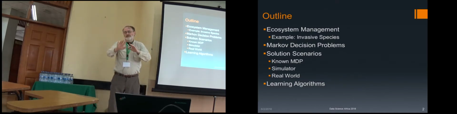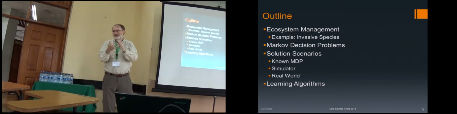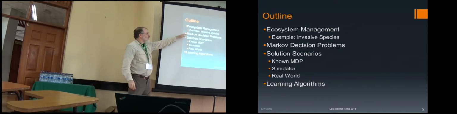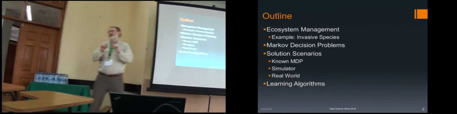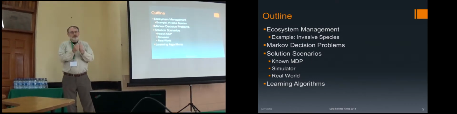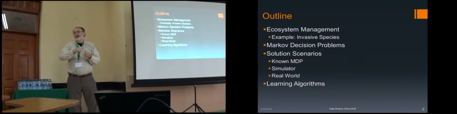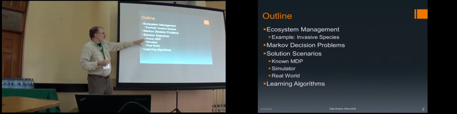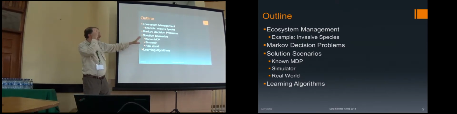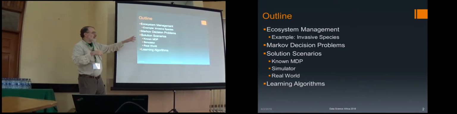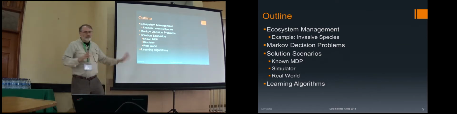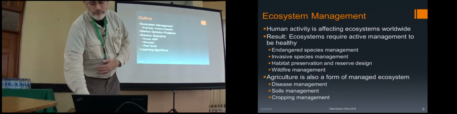So the outline is going to be, I'll talk about our invasive species management problem and try to use that to give some intuition to the equations, because this is again going to have fairly technical parts to it, because there's a mathematical model called the Markov decision process, which is our standard model for describing these sequential decision-making problems. And then I'll talk about the scenarios, because the application depends a lot on what we know about the system. And finally, I'll describe some of the learning algorithms.